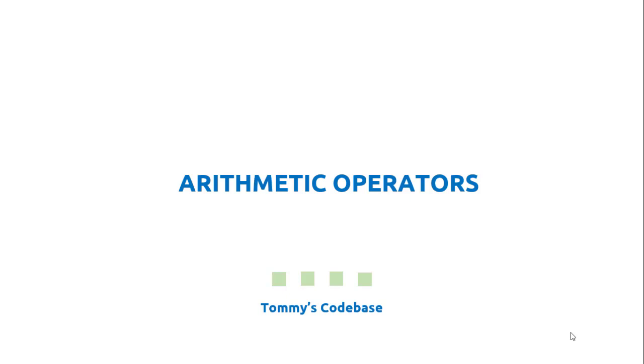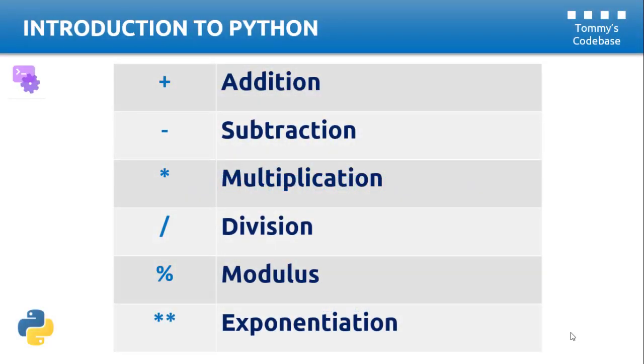In Python, there are several arithmetic operators that can be used to perform mathematical operations on numbers. And so these are the arithmetic operators we have in Python: the addition, the subtraction, the multiplication, the division, the modulus, and the exponent. So let us go into PyCharm and see how these things work in code.